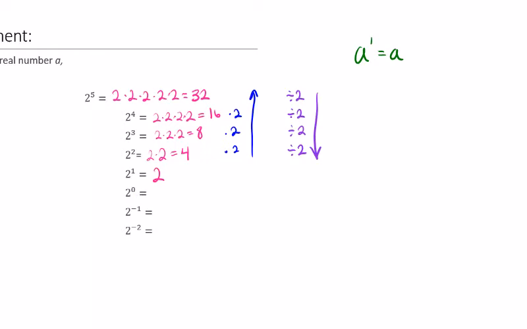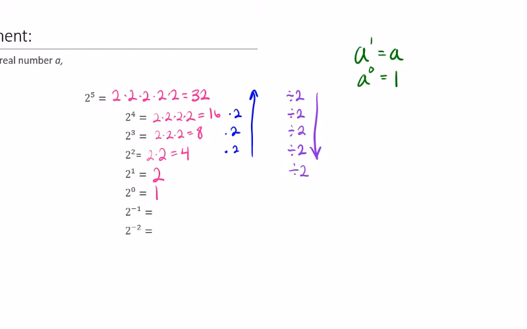So if I want to go from this level down to the next, I would do what I've been doing every time. I'm going to divide by 2. And 2 divided by 2 is, that's right, 1. Okay, so anything to the 0 power is 1, right? Because if I'm trying to go from a to the first to a to the 0, I would divide by whatever a is. And so a divided by a is going to be 1. So anything to the 0 power is 1.